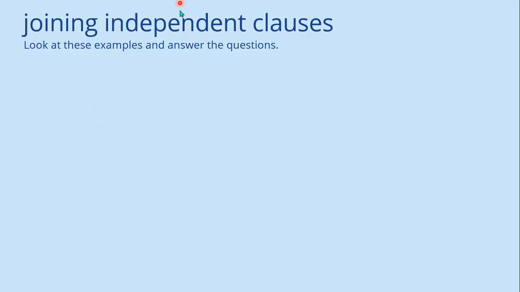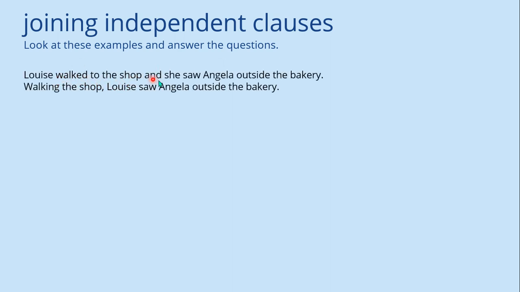Okay, now we discuss joining independent clauses. Look at the examples below. Louise walked to the shop and she showed Angela outside the bakery. Walking to the shop, Louise showed Angela outside the bakery. See, right? Louise walked to the shop and she showed Angela outside the bakery. So who walked? That's Louise. Who showed? That is Louise. Similar subject, right? So you make it: walking to the shop, Louise showed Angela outside the bakery.